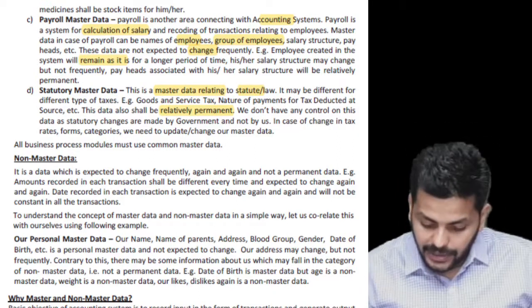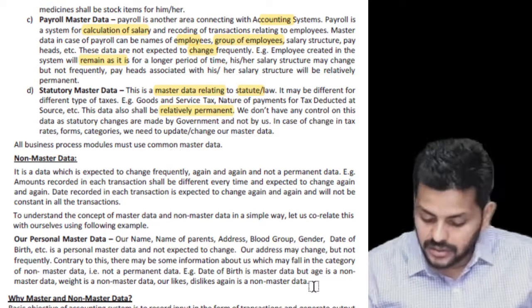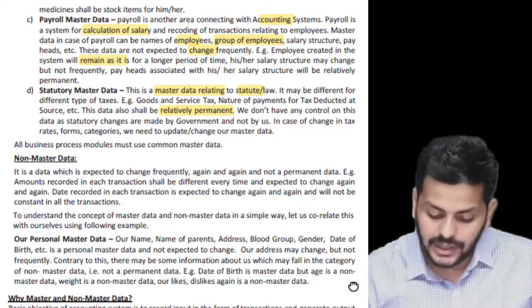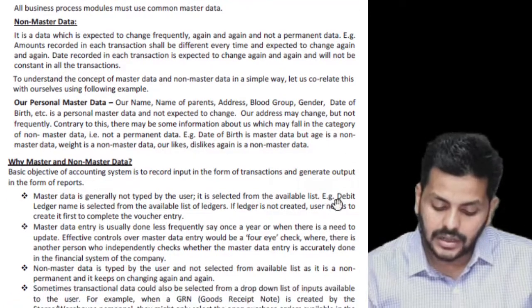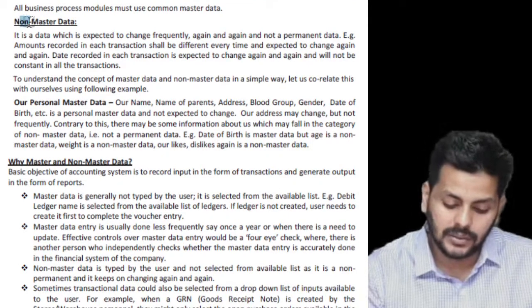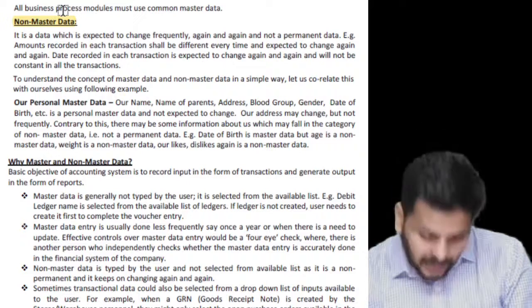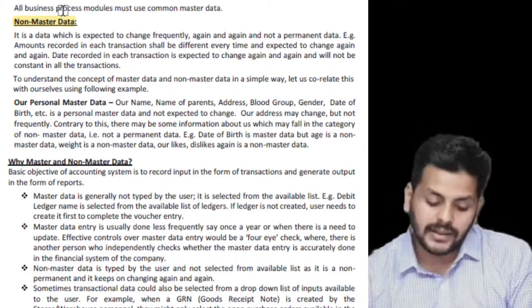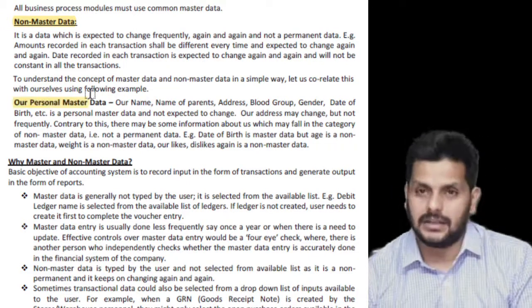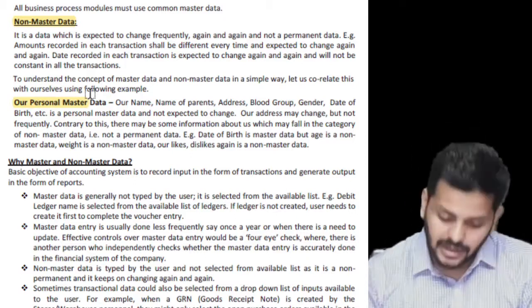Now, anything other than master data which changes very often will automatically be called non-master data. You don't need my help there, it is not even rocket science. So straight away you can read what consists of non-master data quickly. Then we will discuss quickly what is our personal master data. When it comes to you and me, what's our personal master data?